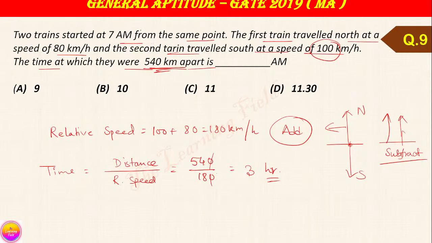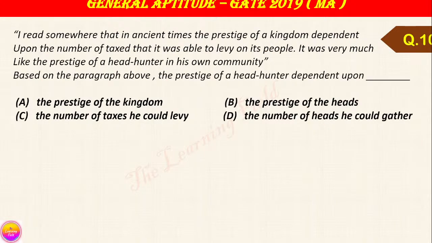Therefore they started at 7 AM. Therefore after 3 hours, that means what? The time is here 7, 8, 9, 10. Okay, so option B is correct here, at 10 AM. Okay, now we are going to the next question and last question for today's session.